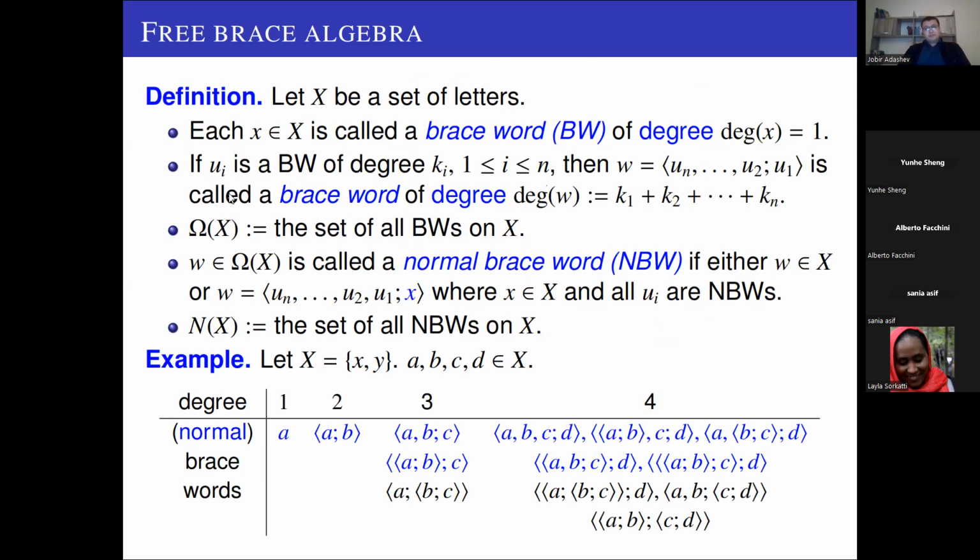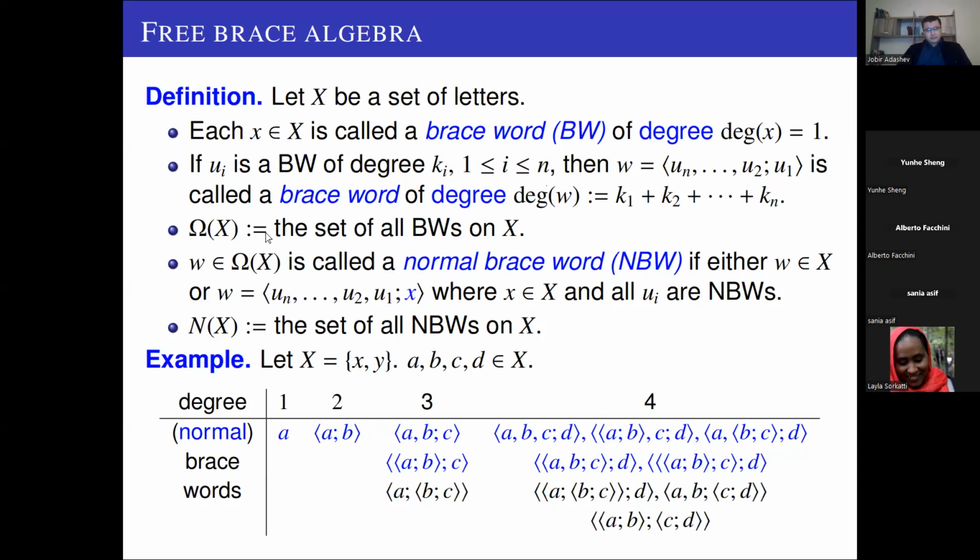Now let's introduce the free brace algebra. Let X be a set of letters. Each x in X is called a brace word, BW for short, of degree 1. If each u_i is a brace word of degree k_i, then this bracket is called a brace word of degree k_1 plus k_2 plus ... plus k_n. So here each u_i is a brace word. That means a brace word is constructed from brace words.